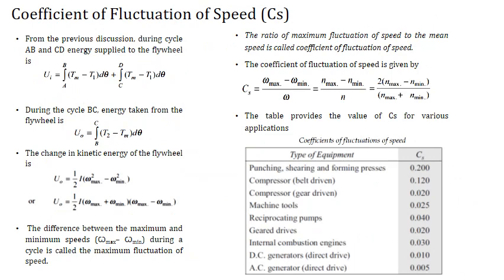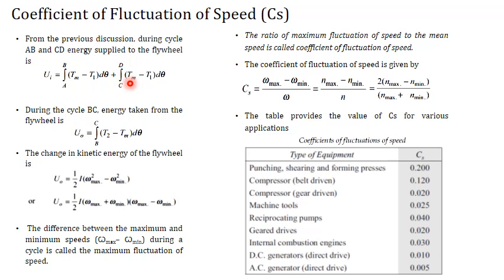The coefficient of fluctuation of speed can be computed through the previous discussion. Now, from the previous discussion, during the cycle AB and CD, energy is supplied to the flywheel. Hence, we can say that the energy supplied to the flywheel is the integration of mean torque minus input torque, integrating from A to B during the cycle AB, and this is the difference during cycle CD.